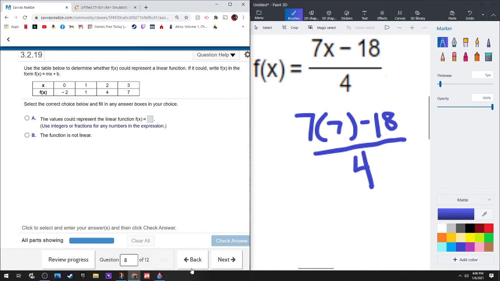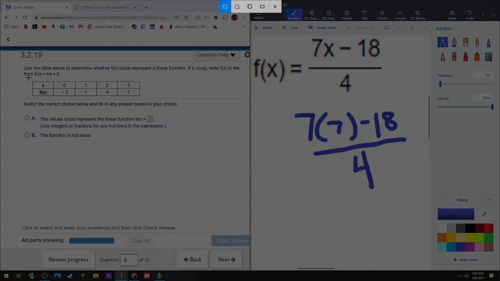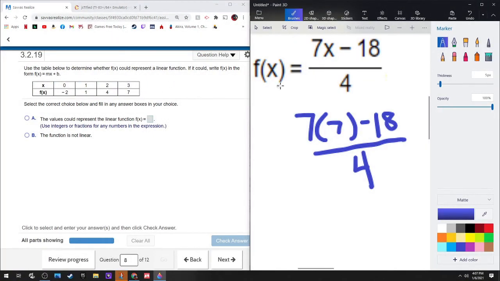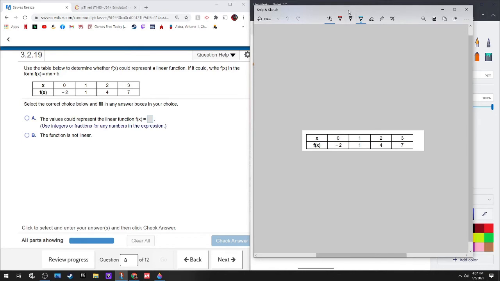All right, now we got something different. Use the table below to determine whether f of x could represent a linear function. If it could, write f of x in the form of y equals mx plus b. All right. So let's see if we can make a y equals mx plus b equation out of this.